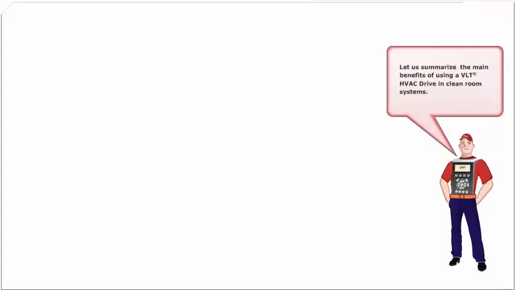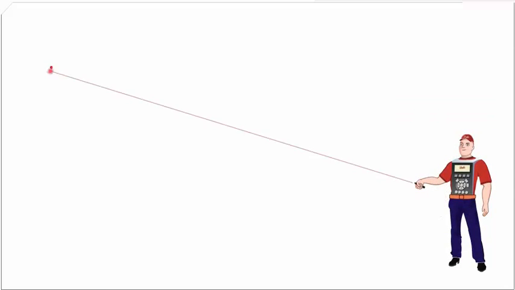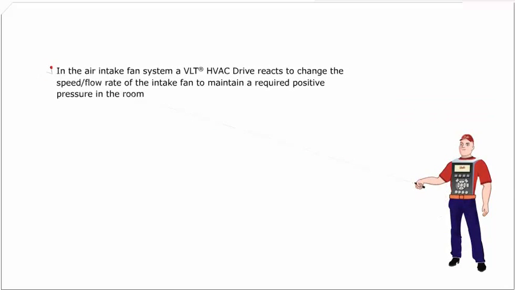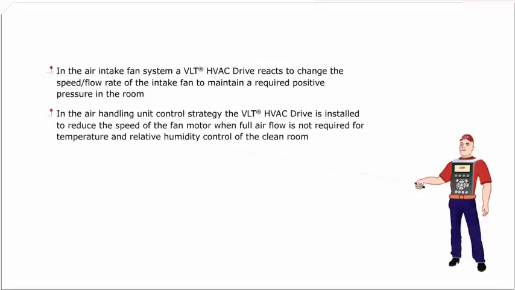Let us summarize the main benefits of using a VLT-HVAC drive in clean room systems. In the air intake fan system, a VLT-HVAC drive reacts to change the speed or flow rate of the intake fan to maintain a required positive pressure in the room. In the air handling unit control strategy, the VLT-HVAC drive is installed to reduce the speed of the fan motor when full airflow is not required for temperature and relative humidity control of the clean room.